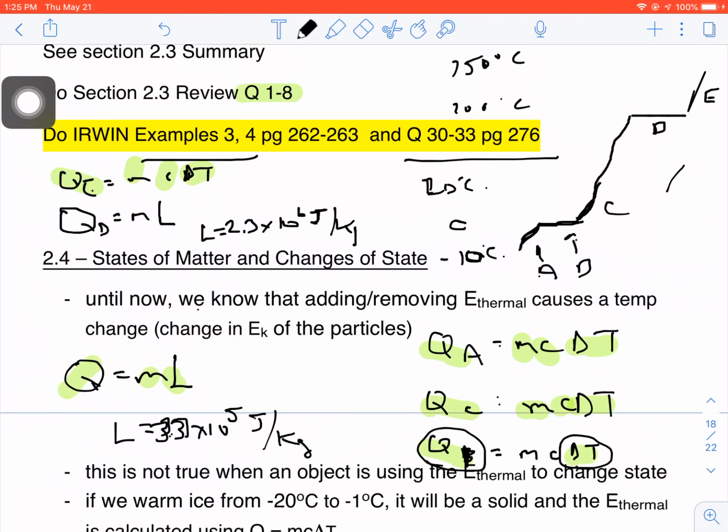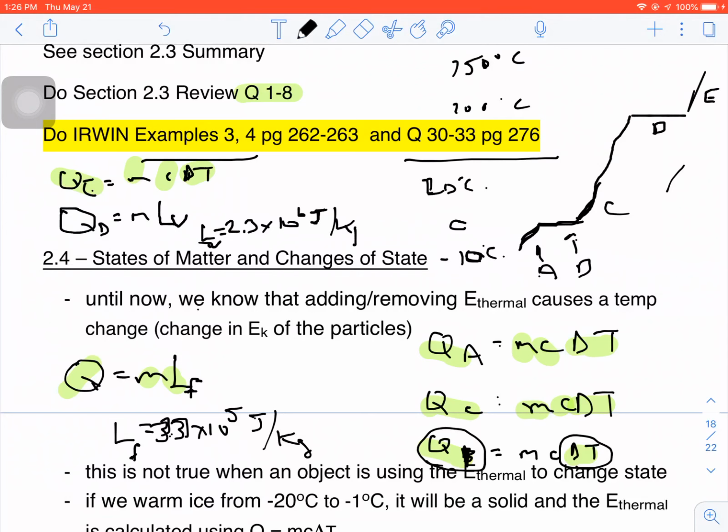Well, in physics, we've denoted two different ways to describe L. Whenever I'm switching from a solid to a liquid, or a liquid to a solid, we call it specific latent heat of fusion, LF. And if I'm switching from a liquid to a gas, or a gas back to a liquid, I'm going to have to use the specific latent heat of vaporization, or LV. So my LV for water is 2.3 times 10 to the 6. My LF for water is 3.3 times 10 to the 5.